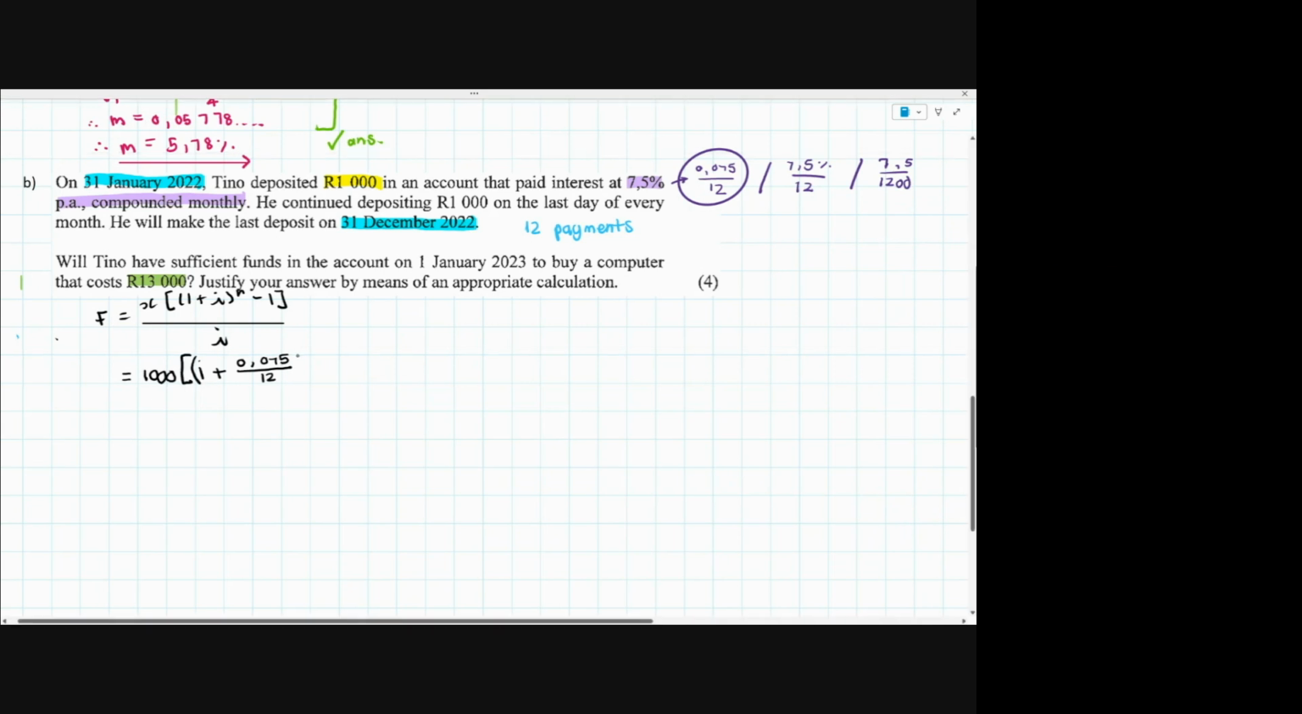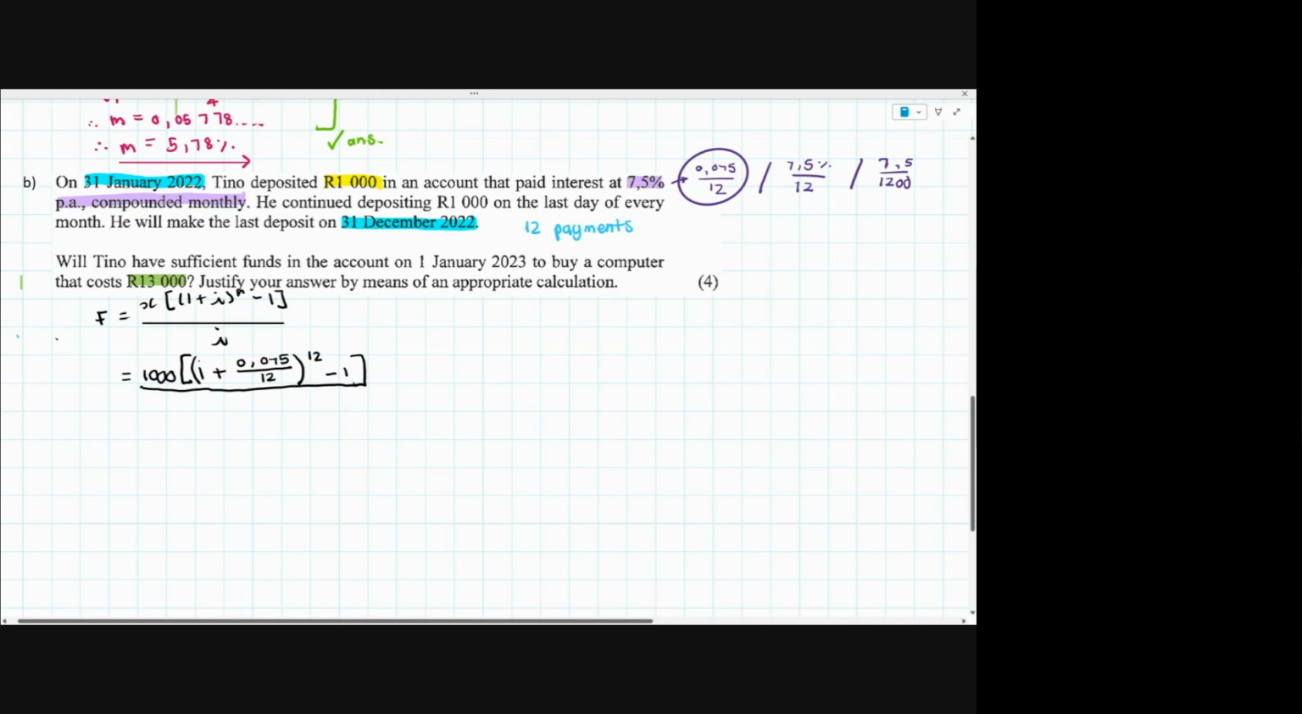Okay, round brackets, here we go. To the power of n. Remember that power of n is your number of payments. So there were 12 payments of 1,000 Rand that we made. Minus 1, all over your interest.